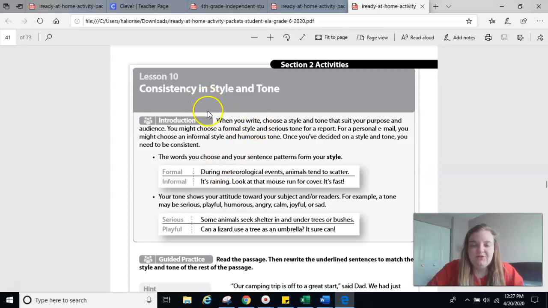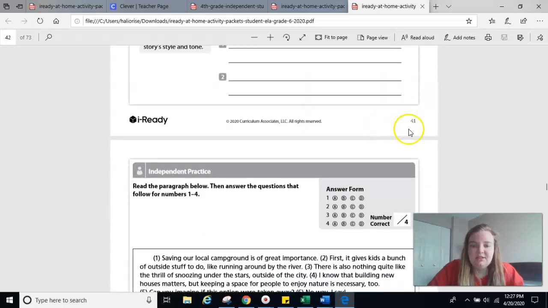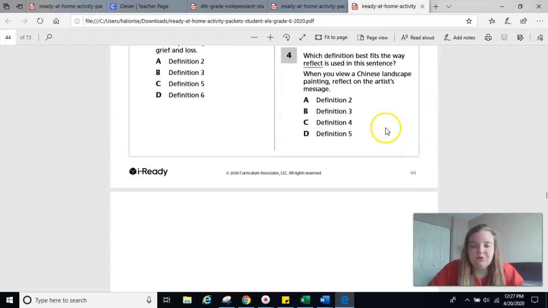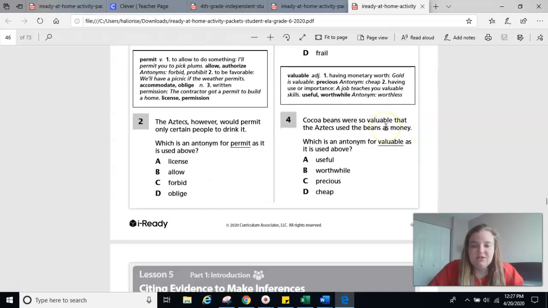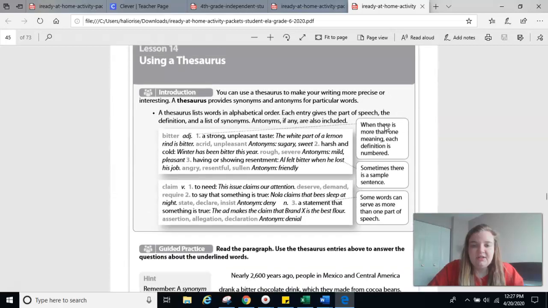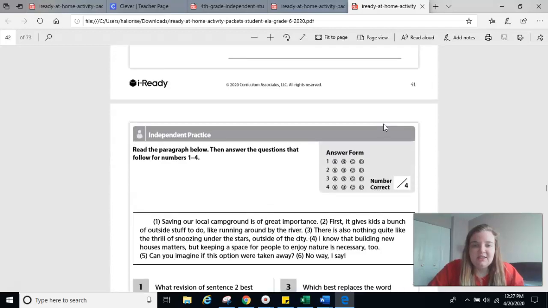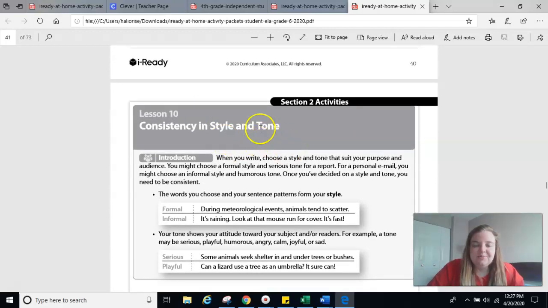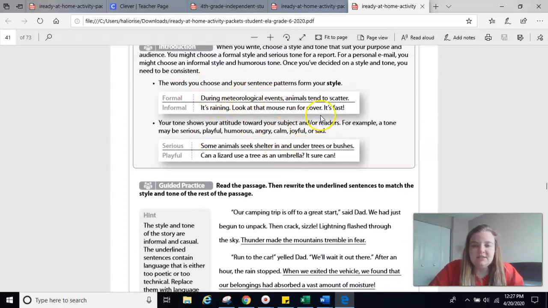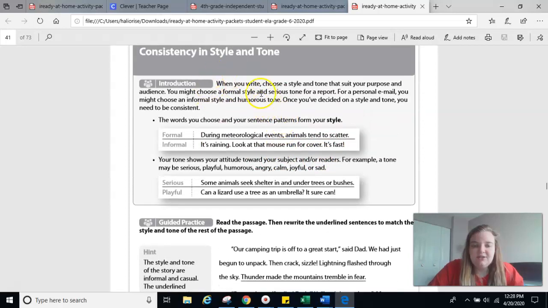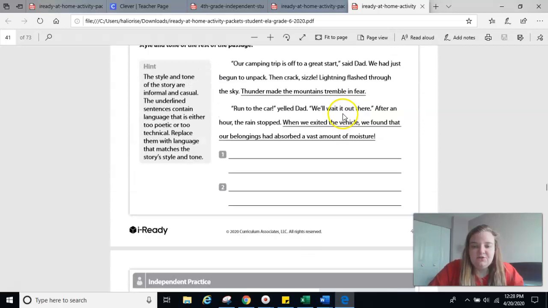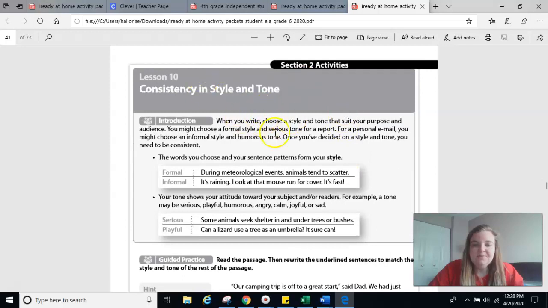Okay, so for Tuesday, April 21st, you have pages 41 to 46 to do. So we are covering thesaurus, using a dictionary or glossary, and also identifying style and tone in certain texts. So starting on page 41 with style and tone, it's important to read the introduction.